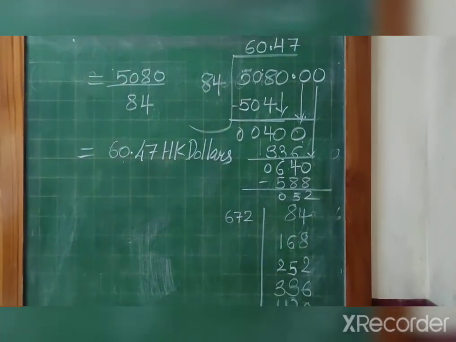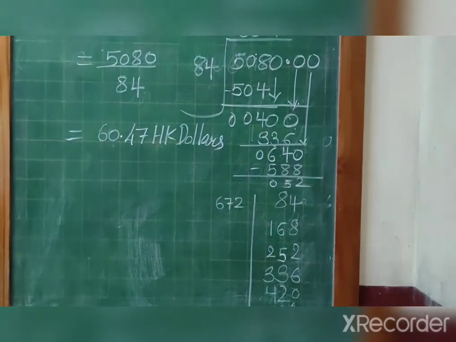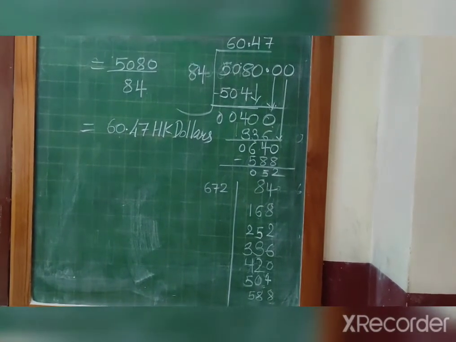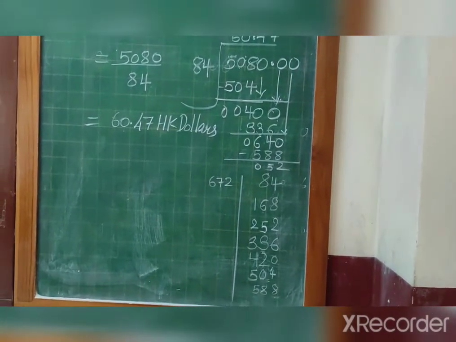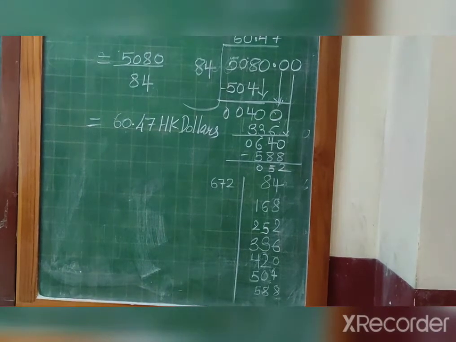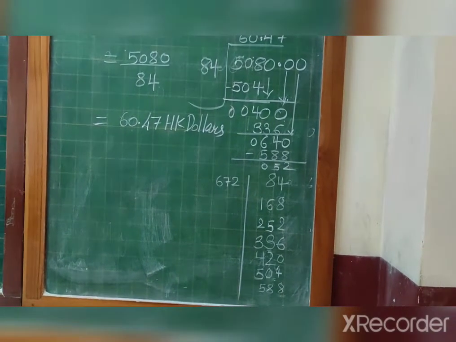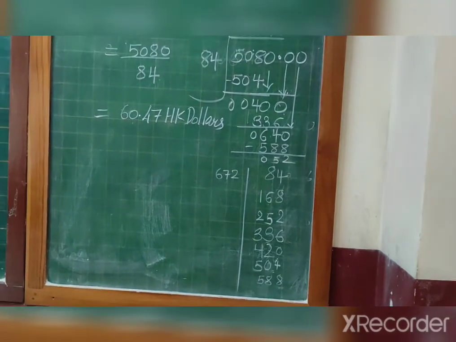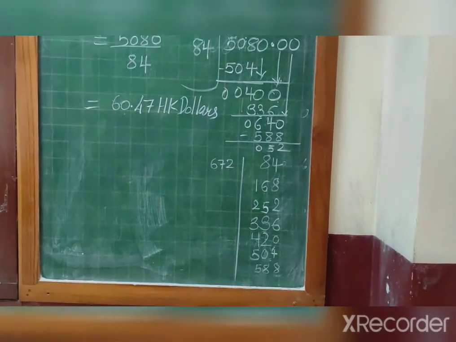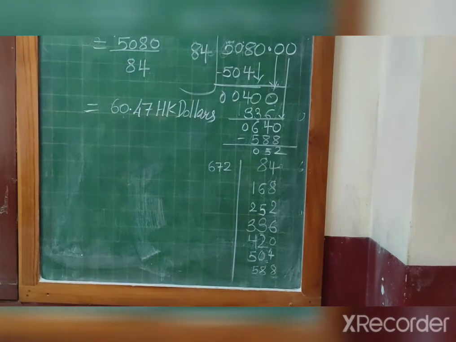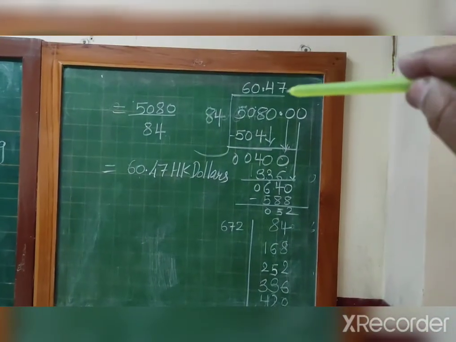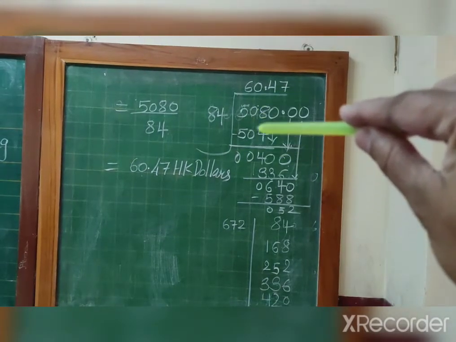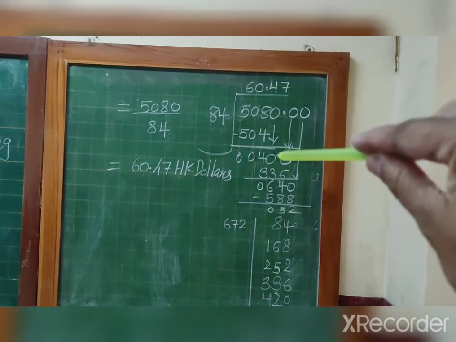So you can see here 84 ones are 84, 84 twos are 168, 84 threes are 252, 4s are 336, 5s are 420, and 6s are 504. So 6 times 504, 8 minus 4 is 4, 0 minus 0, 5 minus 5, bring down this 0.